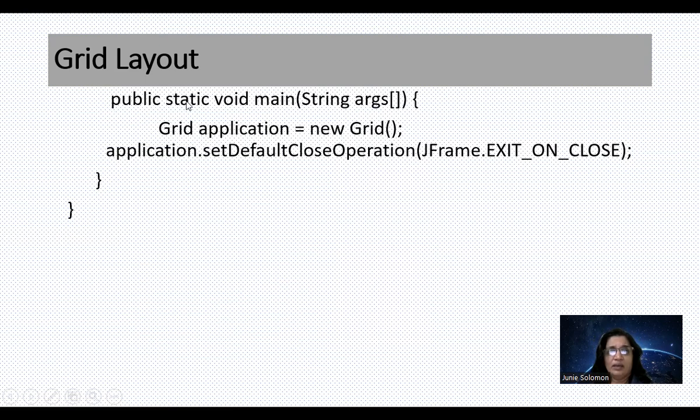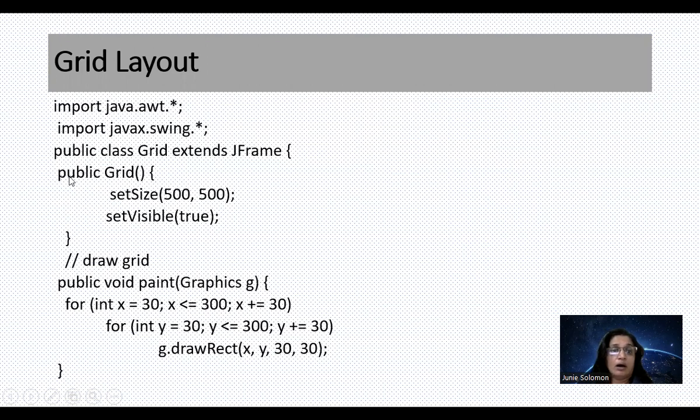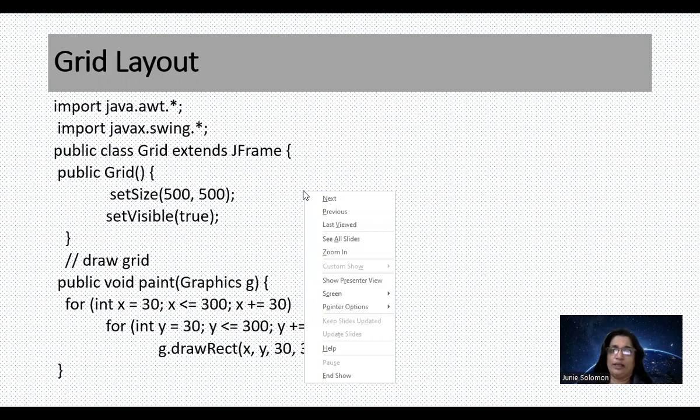Now, in main, what do you have to do? You have to create an object. What is the class name? Grid. Give any name equal to new Grid. When you create the application equal to new Grid, what happens? It will trigger your constructor, which sets the size and visibility, and this paint is automatically called.